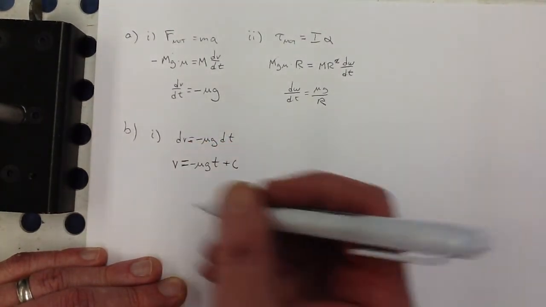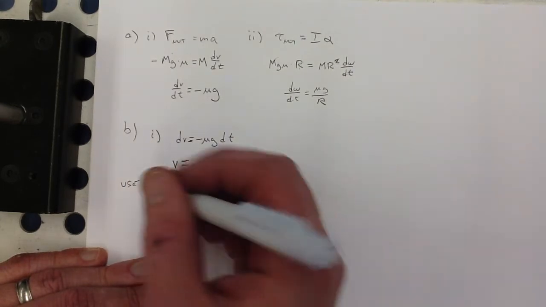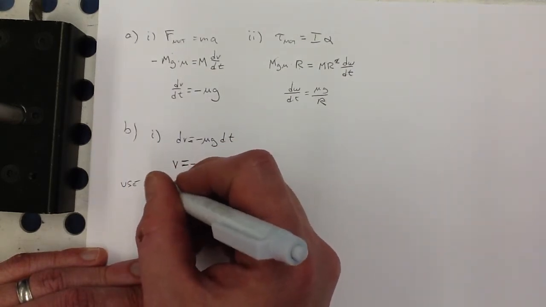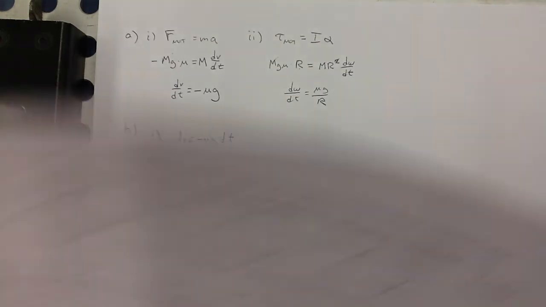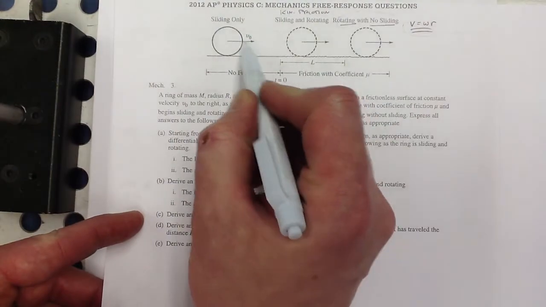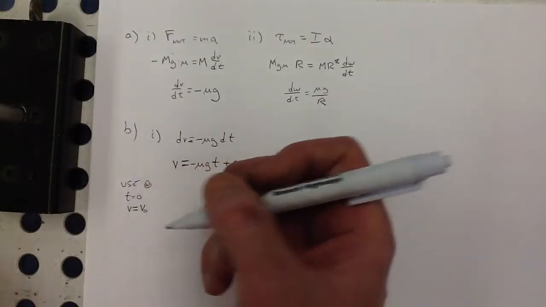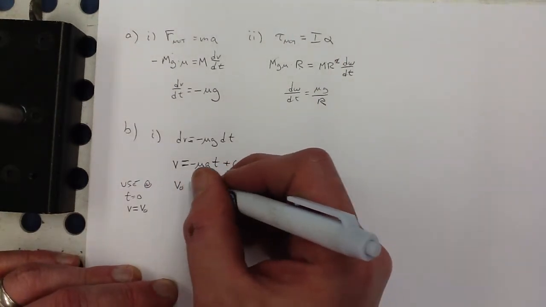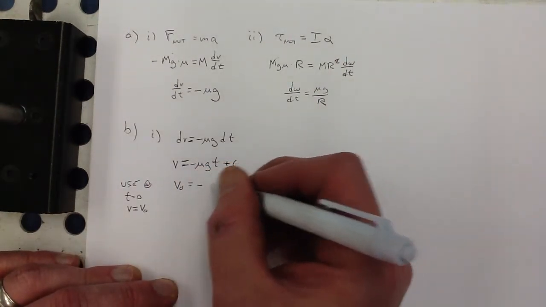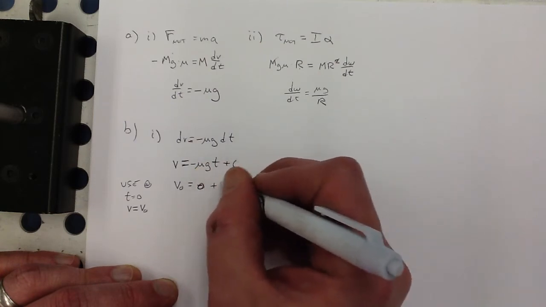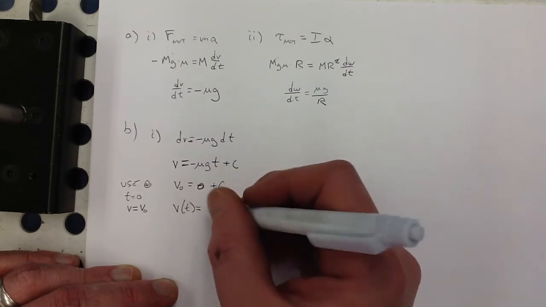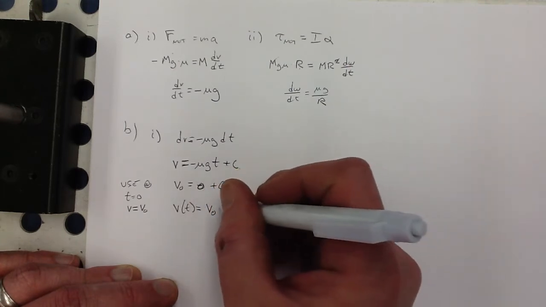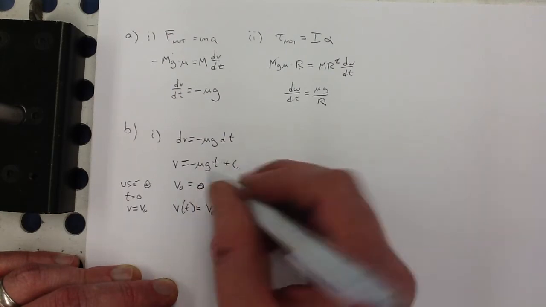I'm going to use the condition to solve for c. At time 0, which is when it hits the friction patch, its velocity is v sub 0. It's not 0, it's v sub 0. So v sub 0 is equal to minus, this all turns into 0, plus c. That means velocity as a function of time is equal to the initial velocity v sub 0 minus mu g t. Just switch the order of those.